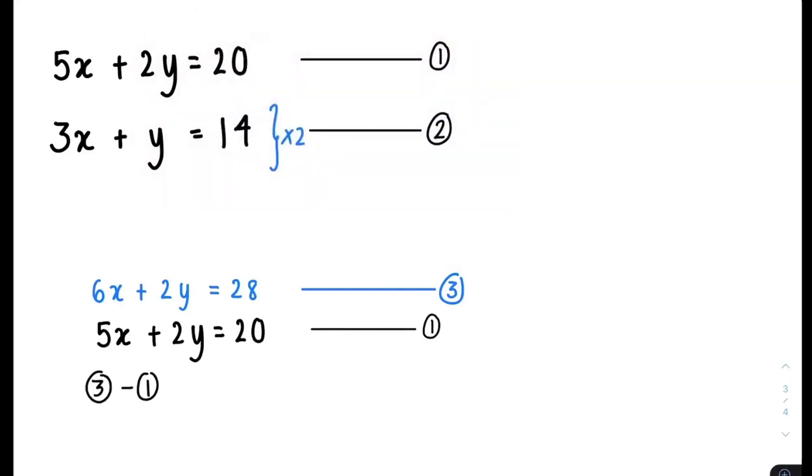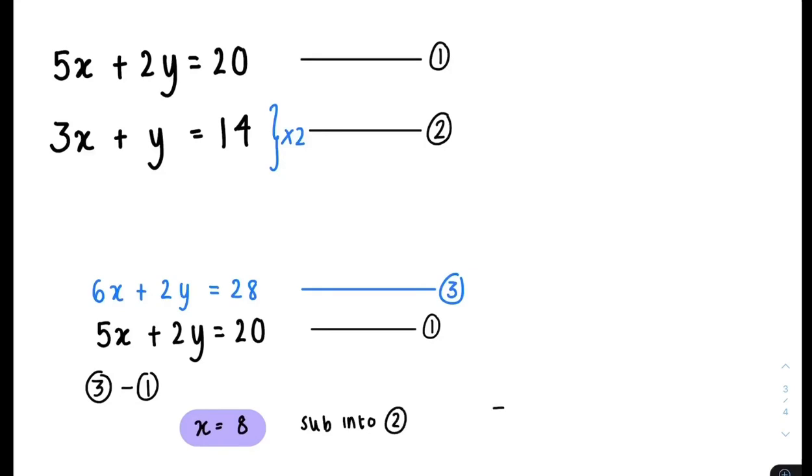So 6x minus 5x gives you x. 2y minus 2y is 0. And then 28 minus 20 gives you 8. So x equals 8. Sub that into the 1, 2, or 3. You'll get the same answer, so it's just up to you. I'm going to choose equation 2. I'm going to sub into 2.